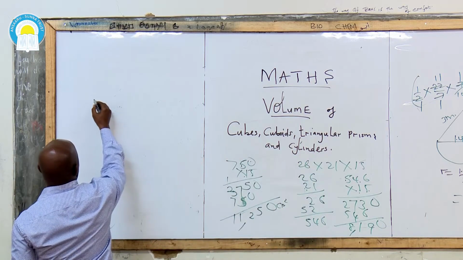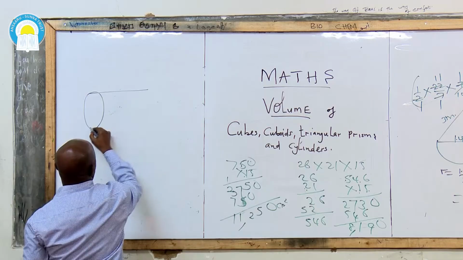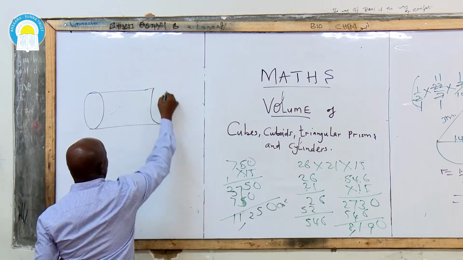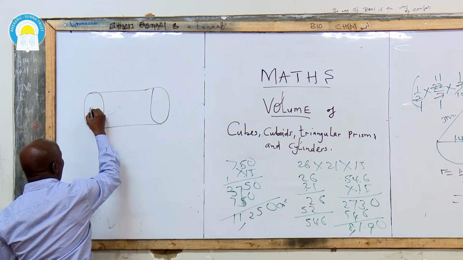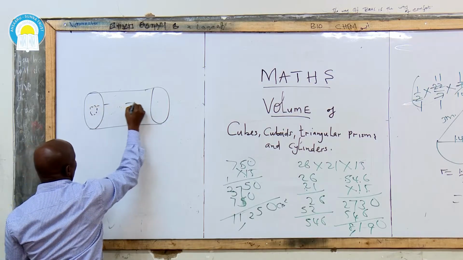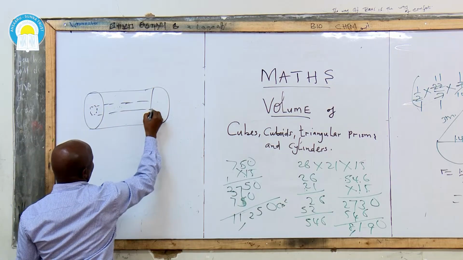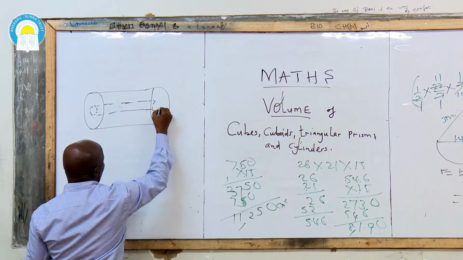So this one is a cylinder, a very big one. Let me draw a very big cylinder for you to see. This is a big cylinder now. Then we have a hole, like that.